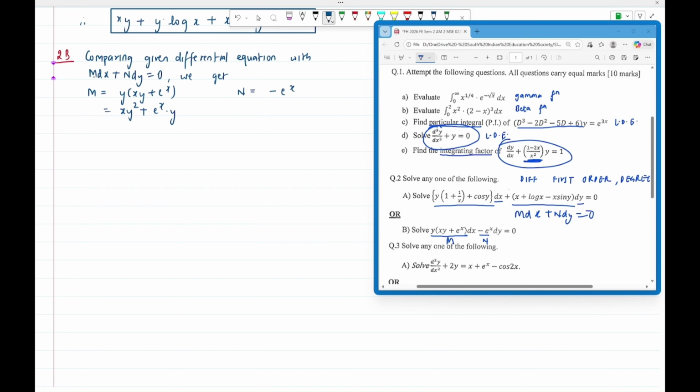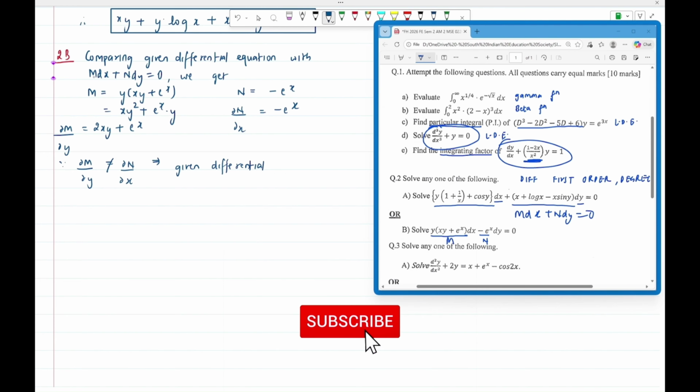Again, like in the previous problem, we are going to differentiate M with y. So differentiating M with y is going to give us 2 times (xy plus e raised to x), and differentiating N with x is going to give us negative e raised to x. You can see that the two partial derivatives, that is partial derivative of M with y and N with x, are not equal. So this implies that the given differential equation is not exact. Had it been exact, then we would have gone on to write the general solution directly.